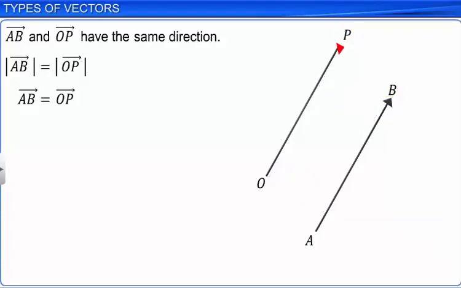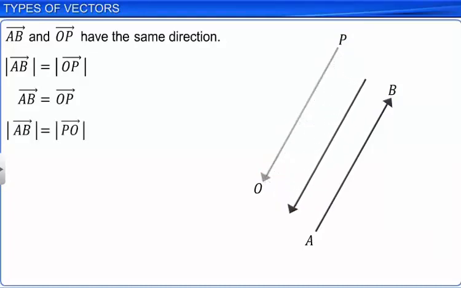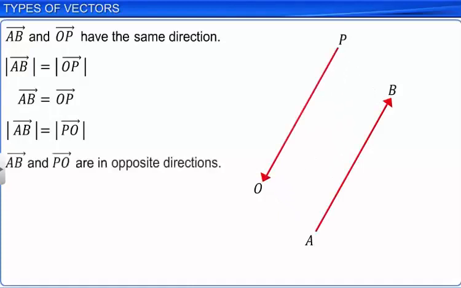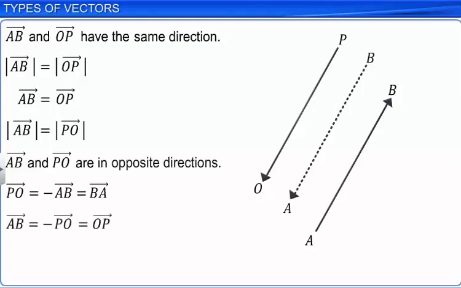Now, suppose we reverse the direction of vector OP. So now we have two vectors AB and PO with equal magnitude, but opposite directions. Two vectors with the same magnitude but opposite directions are called negative vectors of each other. Thus, vector PO is called the negative vector of vector AB and is also written as vector BA. Similarly, vector AB is called the negative vector of vector PO and is also written as vector OP.